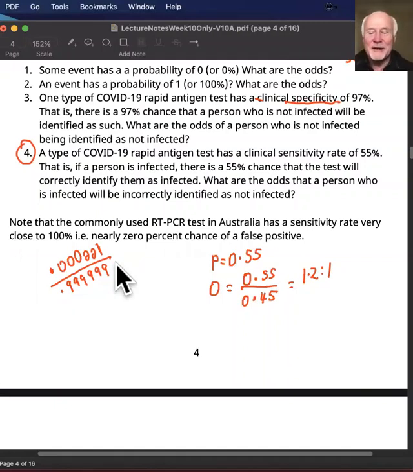What happens is when you get very small probabilities, when you're getting less than 0.01 or something is your probability, the probability and odds are almost the same number.